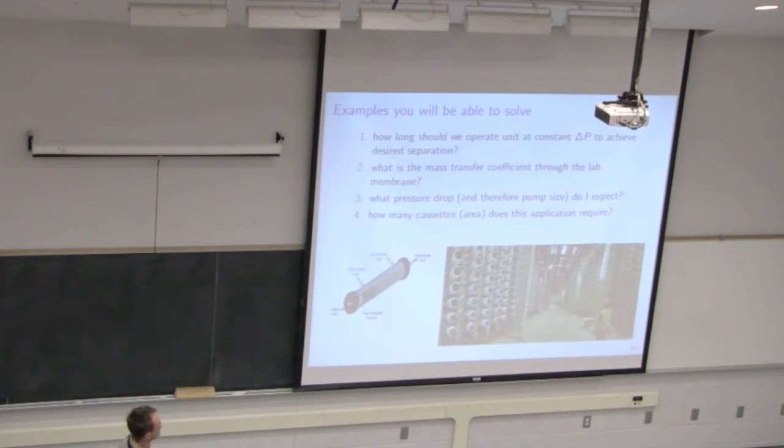What pressure drops do we require to get a desired flux? And that's going to determine your pump size and making sure that the pump can operate on the pump curve where you need it. And then how much area do you need?